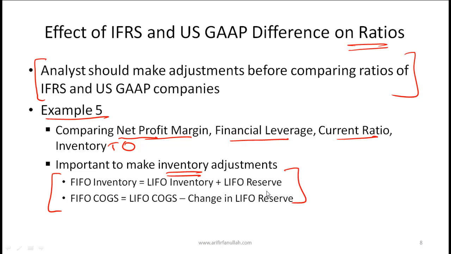I'm just putting things together: when we talk about comparing net profit margin, obviously we need to make adjustments to the COGS. The simple thing to do would be to take the LIFO COGS that's reported for the company using US GAAP, see what the change in LIFO reserve was, and come up with FIFO COGS. We'll need to use that when we come up with profit margins. When we come up with the current ratio, obviously we need inventory numbers. So again, to convert the inventory of the US GAAP company into a FIFO equivalent, we should take the inventory reported in the balance sheet of the US company and add the LIFO reserve. Then we'll have a number that is comparable with the FIFO company. Hopefully that makes sense, but the core message essentially is to make adjustments before comparing ratios.